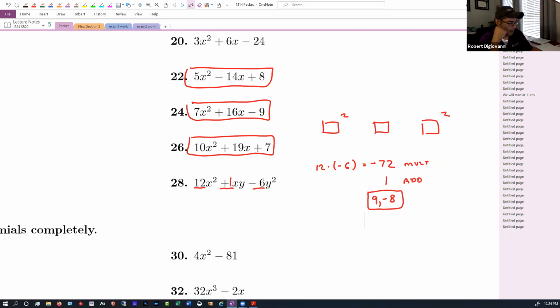Okay, so if that works, we should be able to do 12x squared in the front here minus 6y squared in the back. And then we're just going to rewrite this 1xy using the two numbers. So I'm going to write that as plus 9xy minus 8xy. Are there any questions on that step?